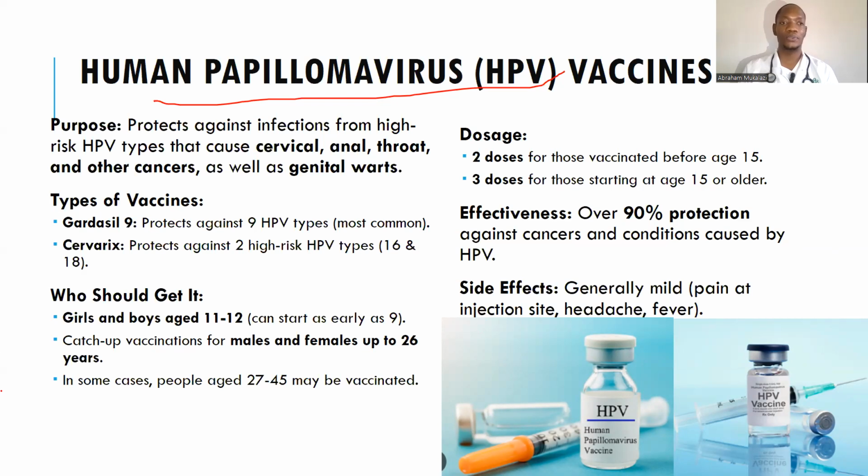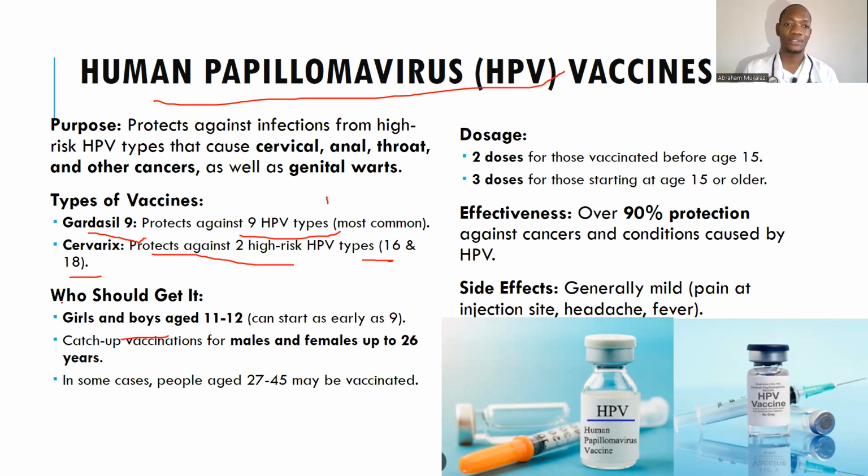We currently have two vaccines: Gardasil and Cervarix. Gardasil protects against up to 9 HPV genotypes, and it is the most common vaccine. However, its effectiveness is slightly lower compared to Cervarix, which protects against only two genotypes, 16 and 18. Usually, these are the notorious ones that cause cancer of the cervix.